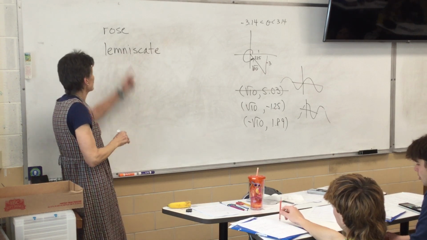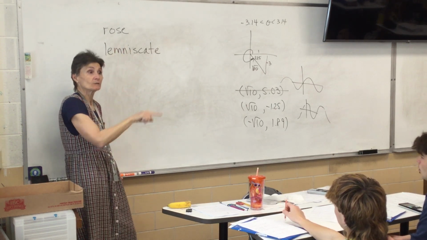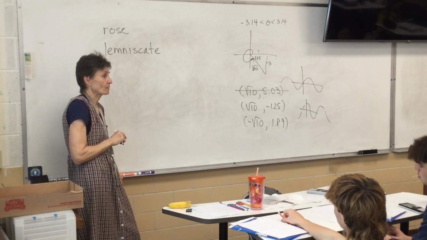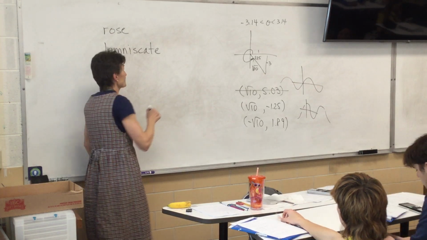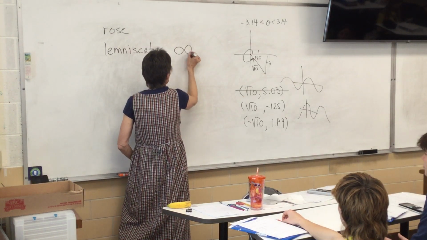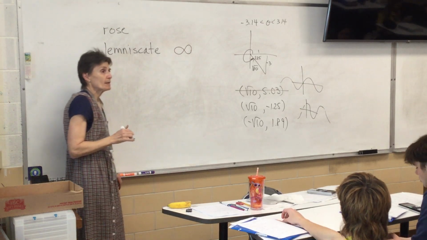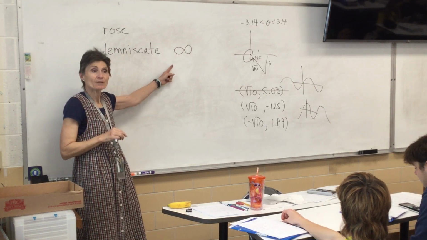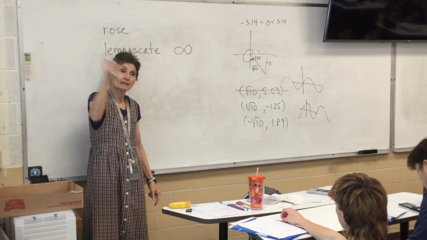Okay, so the rose is one that looks like a flower, right, with petals. A lemniscate is a figure 8 shape. Now that figure 8 can be situated sideways like I drew it. It can be up and down. It can be diagonal.